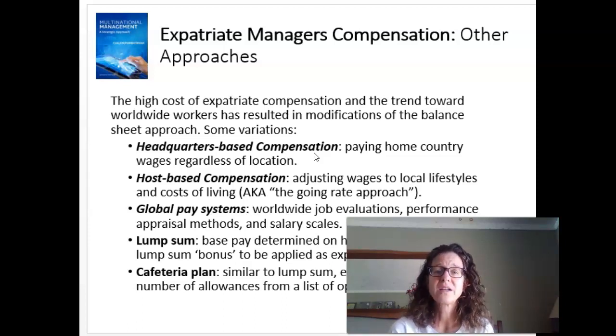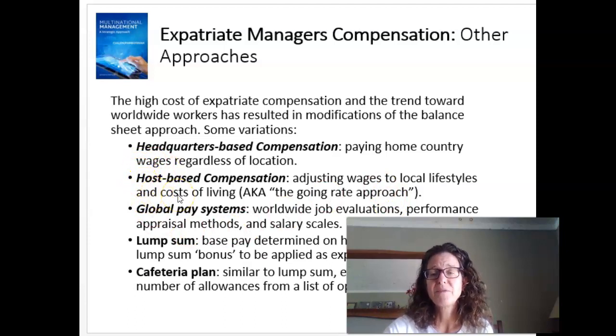A host country-based compensation is also known as the going rate approach, and it is different from the balance sheet approach. The balance sheet approach roots compensation in the home country, and the going rate approach roots compensation in the host country.